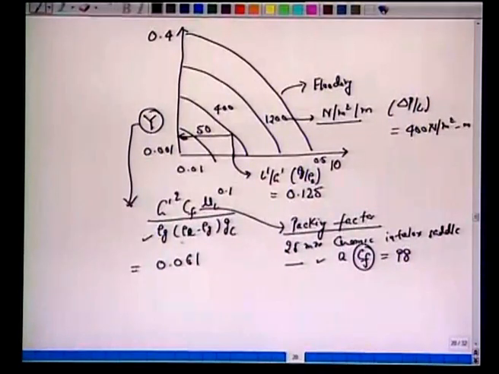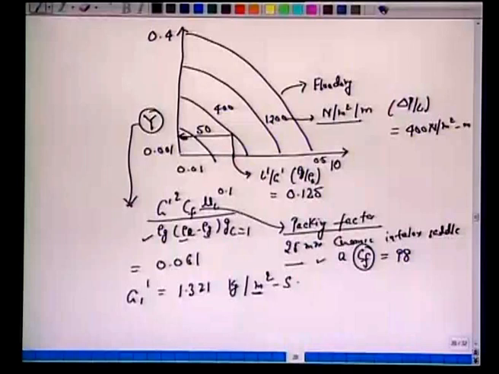We know all of this: rho L, rho G, Gc1, this unit Cf. We know the viscosity properties, which are given as an exercise. We just do the calculation, and you should get the answer. G1 equals 1.321 kg per meter square per second. So this is your kg per meter square per second.